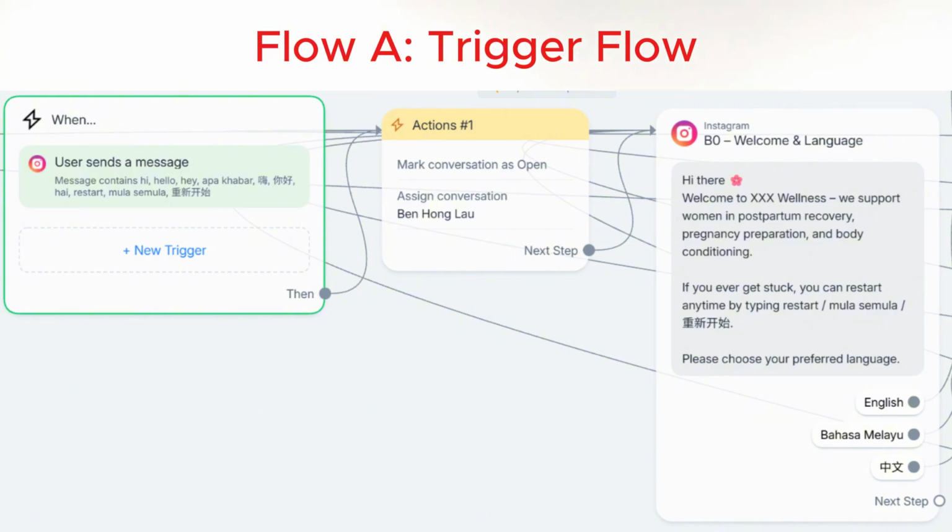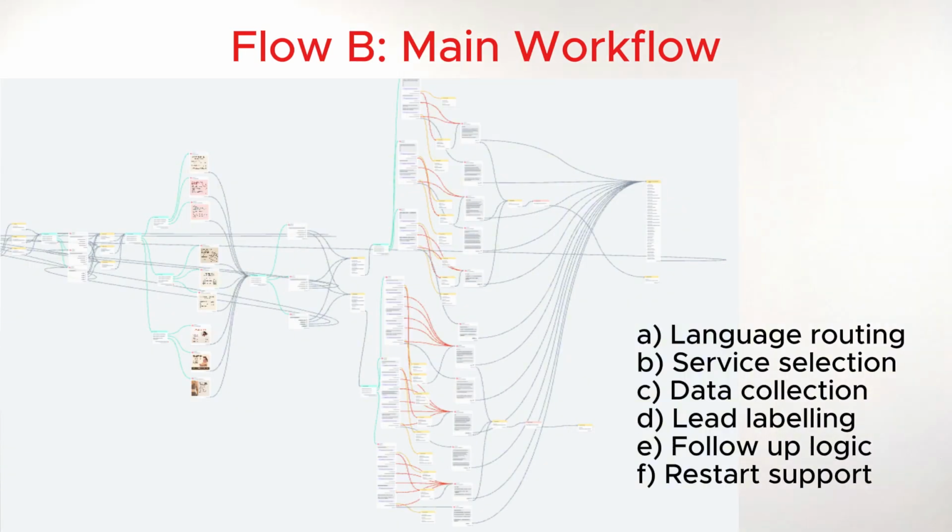Here's how I addressed the challenges. In principle, to keep everything stable, I split the bot into two flows. Flow A is the trigger flow. This activates when the user types hi or hello or other greeting keywords. It saves the user's language and sends the user into Flow B, which is the main workflow. This contains all the logic as you can see on the screen.